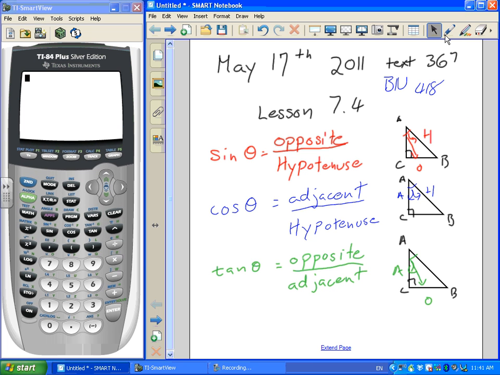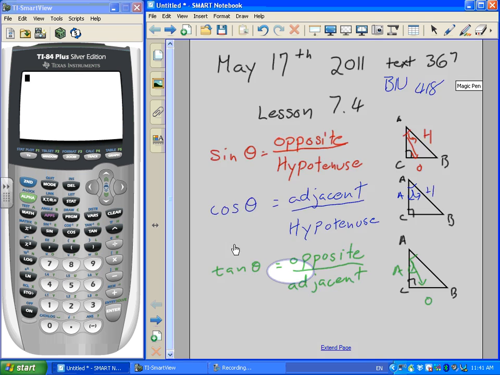Okay, today's May 17th, 2011. Textbook page 367, Blue Notebook page 418. Guys, on lesson 7.4. So yesterday we talked about the tangent ratio. So one I put at the bottom here.